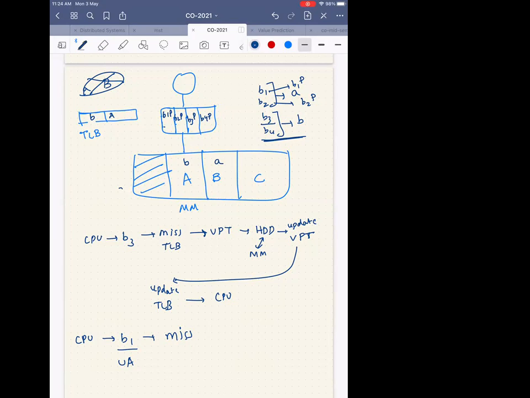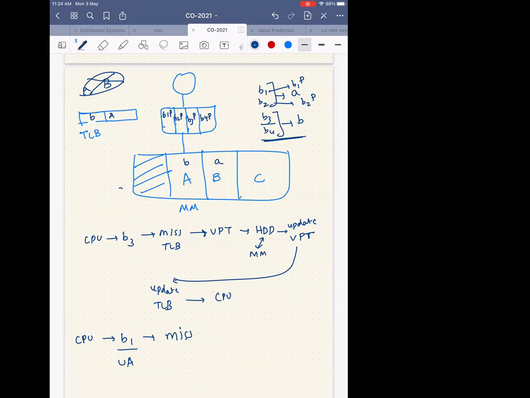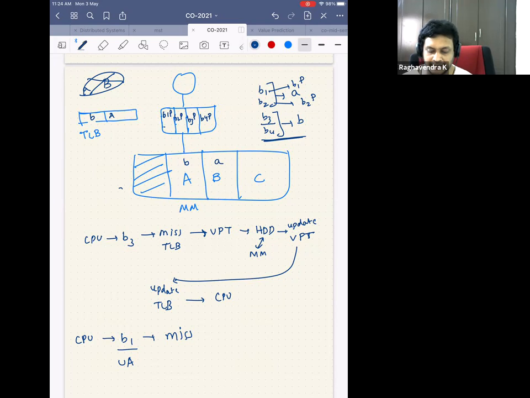Are you convinced or not? It's the same and doesn't change anything, but if you're not convinced, I can explain. Okay, but the whole point is that when the CPU generates an address and it's a miss in the TLB, there's a chance that the block can be in the cache.